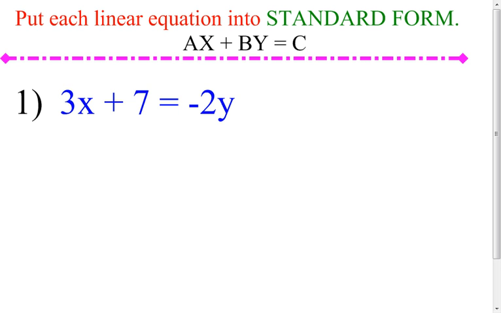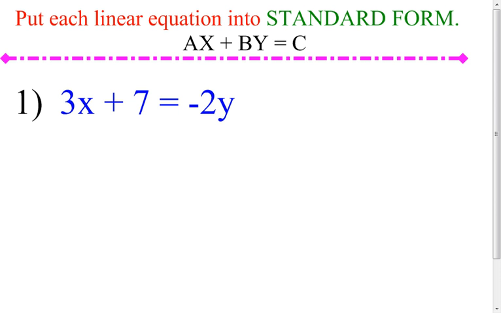So first of all, I'm giving you an equation. I want to remind you from your last lesson that this is a linear equation because it has no more than 2 variables in it. There are no exponents, there are no variables in the denominator, and the variables are not multiplied together. So this is a linear equation, 3x plus 7 equals negative 2y. But it is not in standard form.